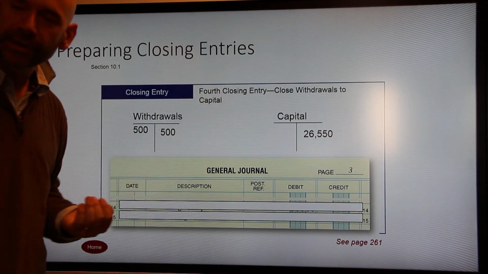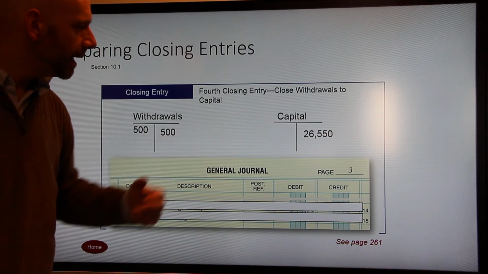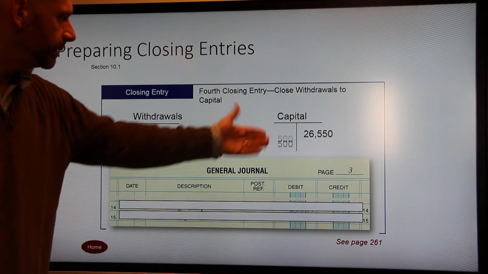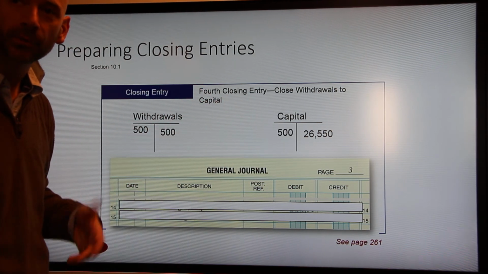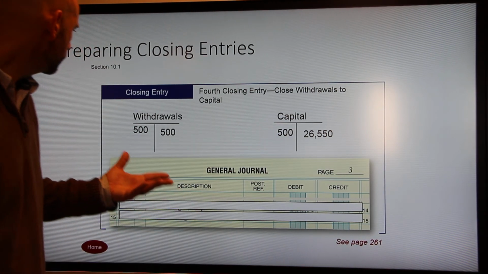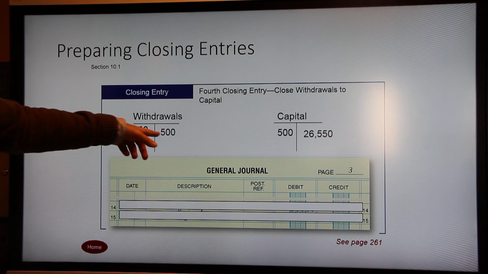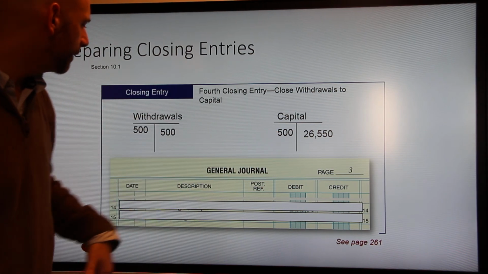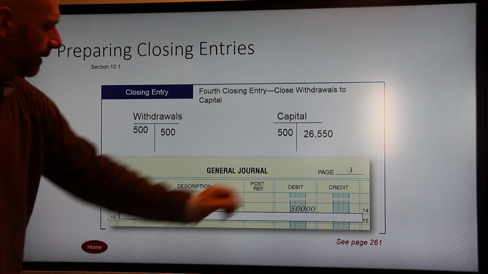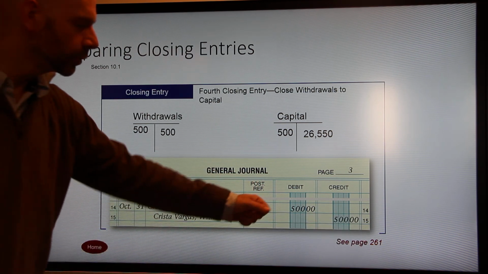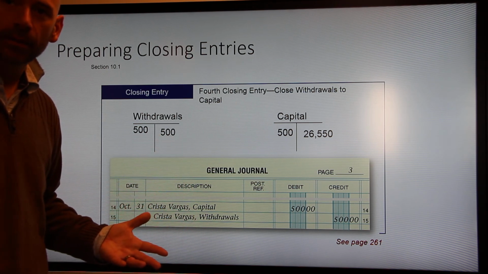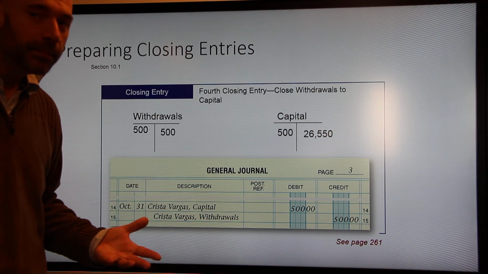So a withdrawal will decrease your capital, and if it has a normal balance on the credit side, what you would have to do to decrease it is debit capital $500 to show that you just lost a certain amount of your assets, okay? So here we go. In order to close out withdrawals, we credited 500 and we debited capital 500. We go to our journal and we debit capital 500 and we credit withdrawals 500. Withdrawals now has a zero balance. All of our temporary accounts were brought down to zero, okay?